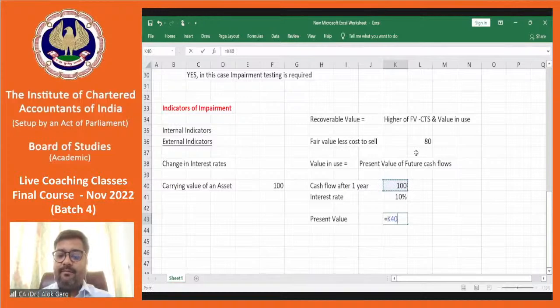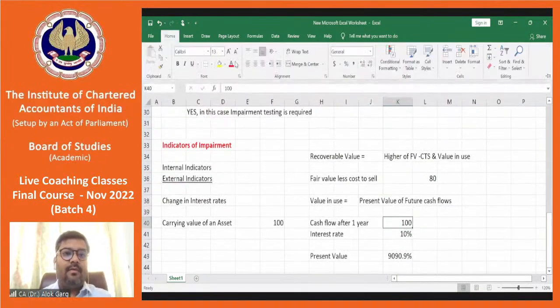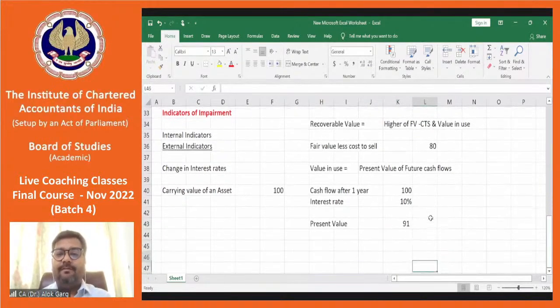It is 100 divided by 1 plus 10%, right? So it comes out at 90.91. So the present value is 91.